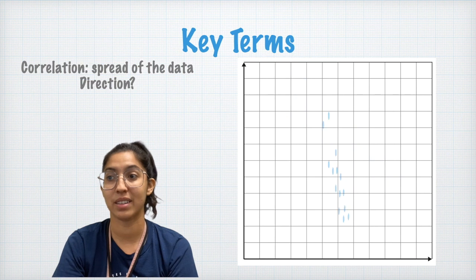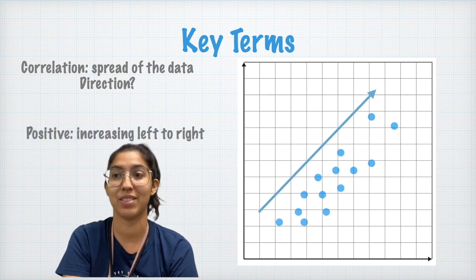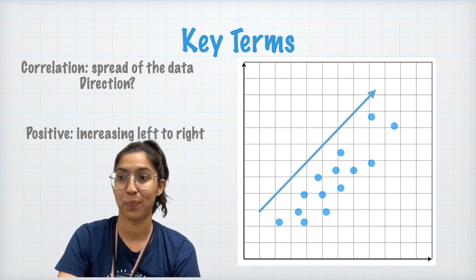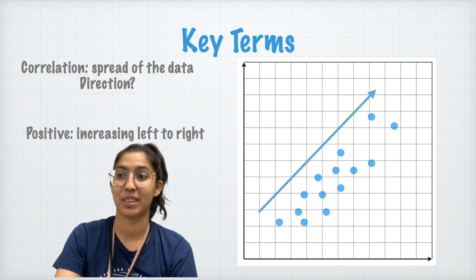So next, we've got the opposite of negative, positive data. So this is increasing from left to right, okay? Go ahead, pause video, write this down, draw it out.